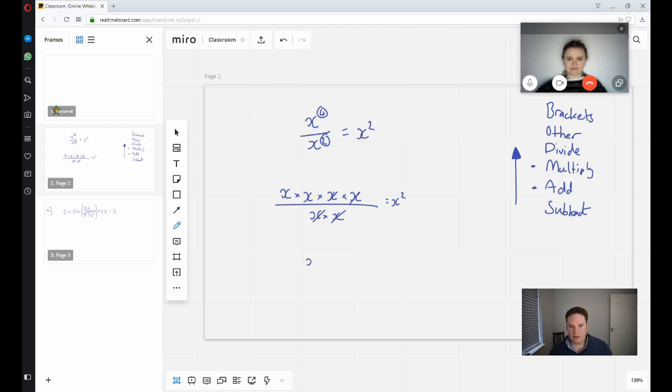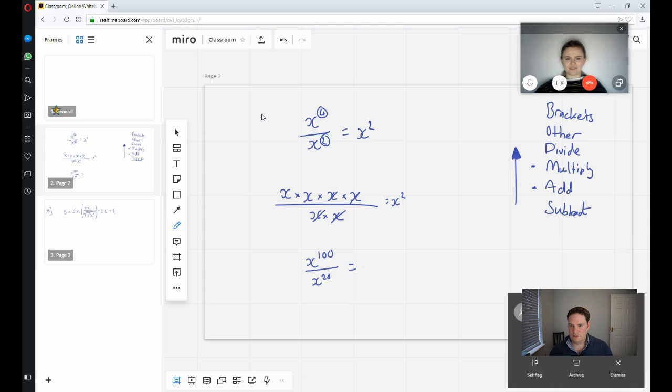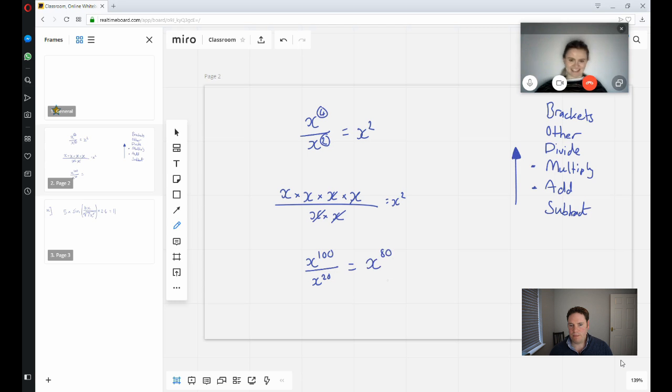Okay, what about this then? What would that equal? I might be wrong here. Would it be x to the power of 80? Yeah, exactly right.